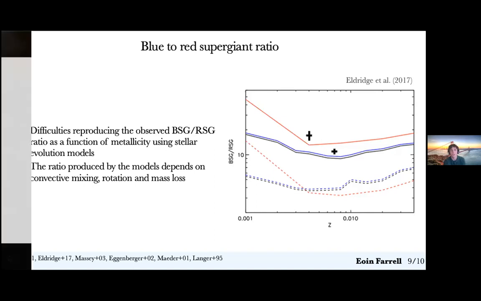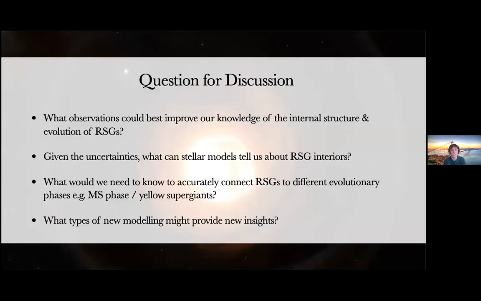I'd like to finish up by suggesting some questions that might be good to think about or discuss later on. First, what kind of new observations could best improve our overall knowledge of the internal structure and evolution of red supergiants? Second, given the uncertainties in the models that we saw earlier in the talk, what can stellar models actually tell us about red supergiant interiors?